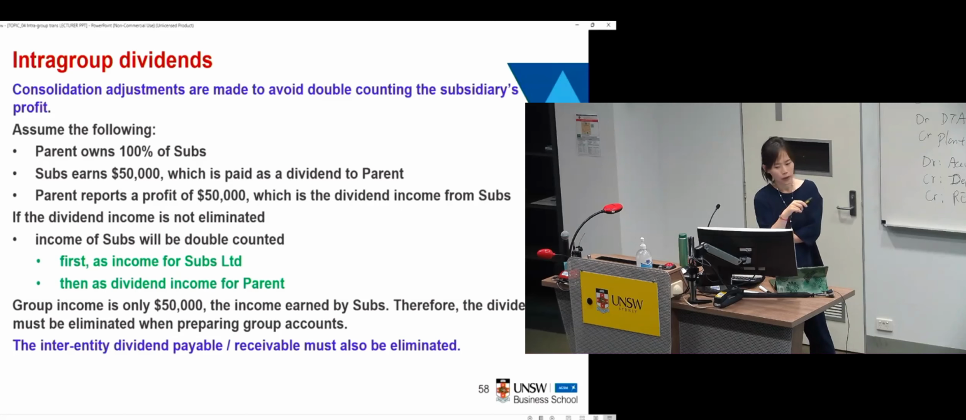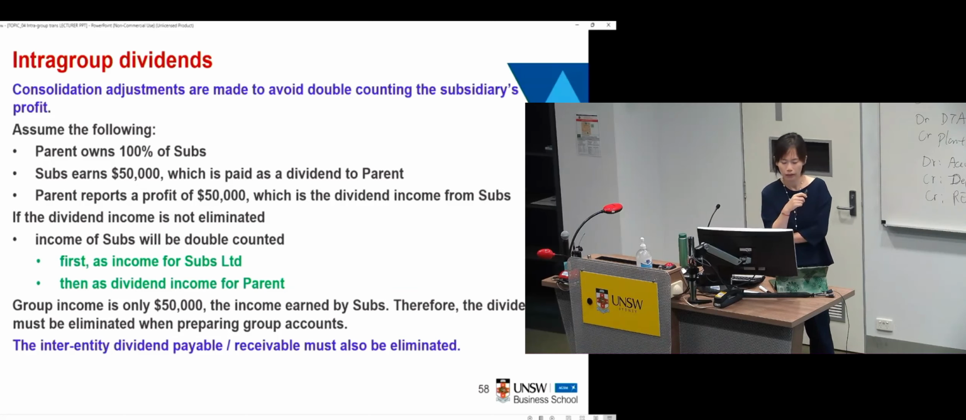All right, now, so we know the profit reported by the parent is from the dividend distributed by the subsidiary. If you do not eliminate this intragroup dividend, what happens? The parent's profit, 50,000, plus the profit earned by the subsidiary, 50,000. Well, the group reports 100,000, but that is double counting, right? Because all these 50s actually come from the profit earned by the subsidiary. If you don't want to double count the subsidiary profit, it is necessary to eliminate the intragroup dividend of 50,000 recognized by the parent company.